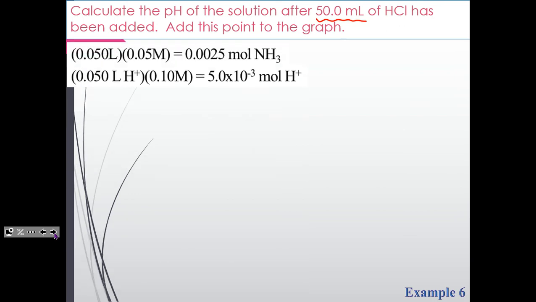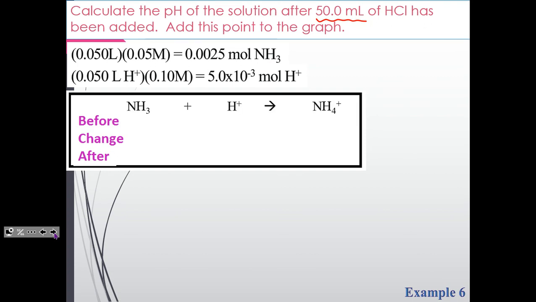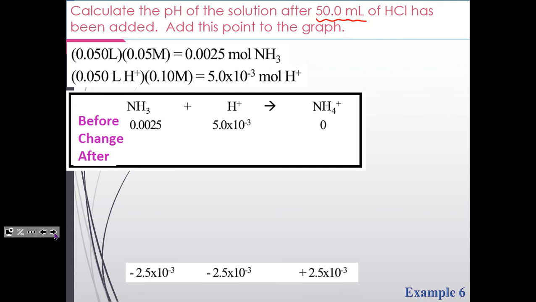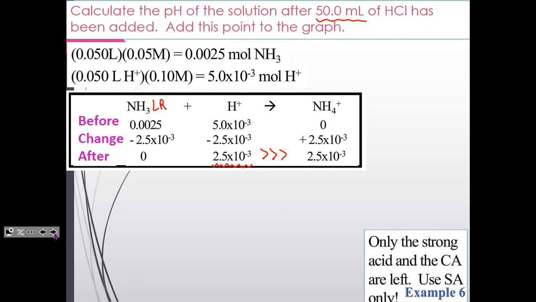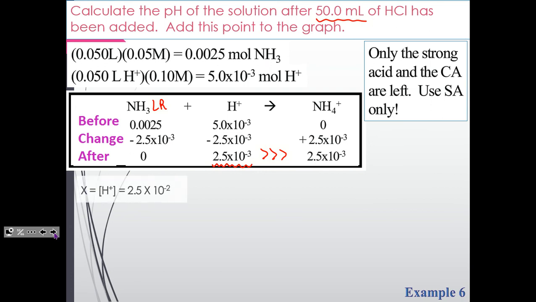We have even more moles of H+. We're going to throw in the values for moles into our BCA table. Once again, ammonia is our limiting reagent. We have even more. And remember, the concentration of these guys is going to be way greater than what it's going to contribute for the conjugate acid. So we can take the concentration of H+ at 2.5 times 10 to the negative 2.